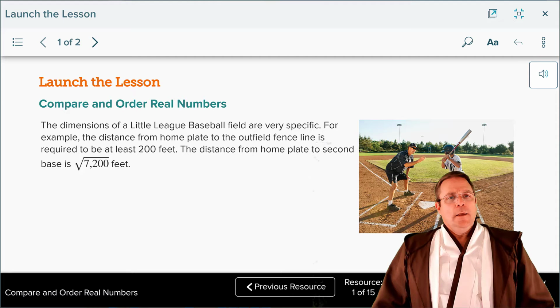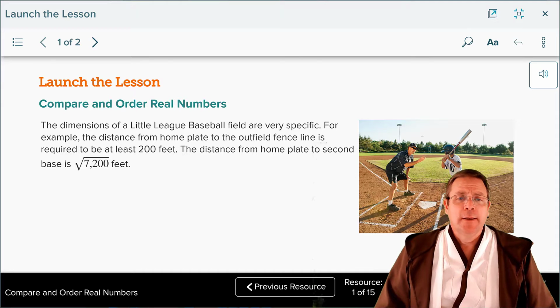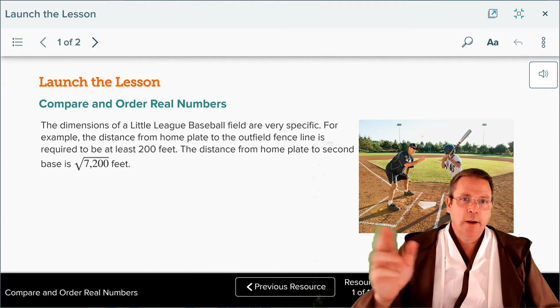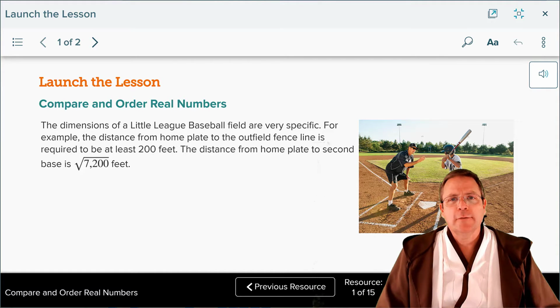The dimensions of a Little League baseball field are very specific. For example, the distance from the home plate to the outer fence line is required to be at least 200 feet. The distance from the home plate to the second base is the square root of 7,200 feet, because that's the way normal people write things like that. But remember, a baseball field, they call it a diamond, but it's actually a square. And since it's a square, all the sides are going to be equal. So if you took the area of the field, found the square root of it, then you're going to know what one side length is.